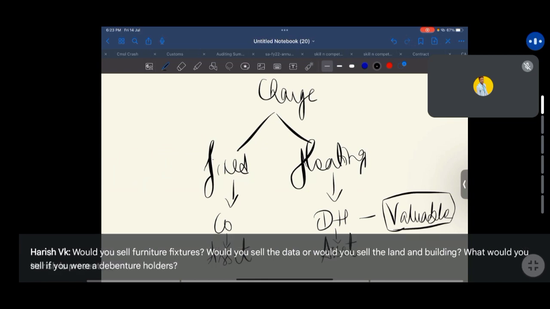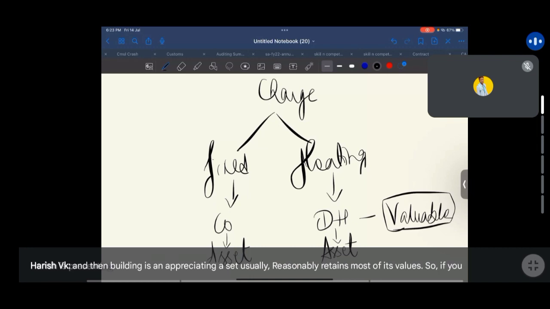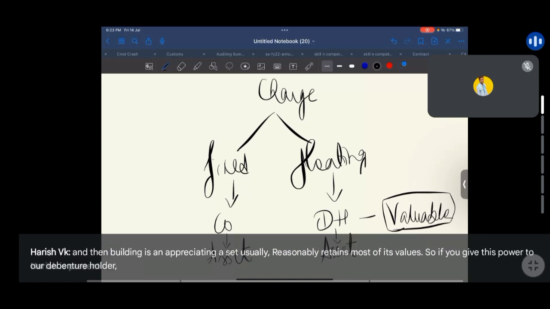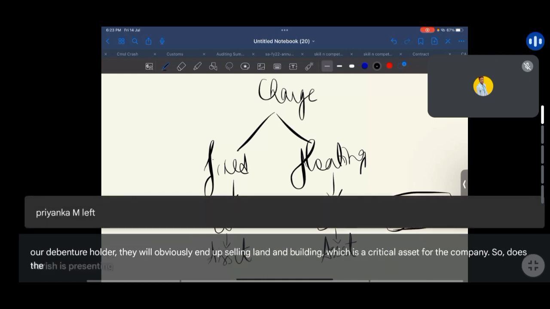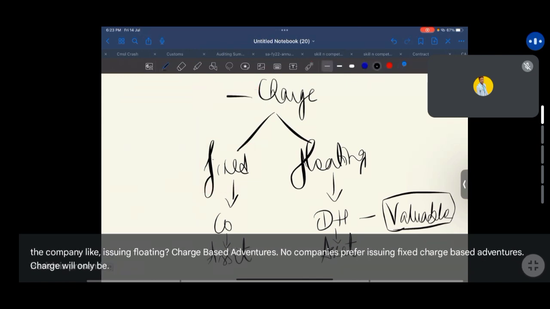Land and building. Land and building is an appreciating asset, usually reasonably retains most of its value. So if you give this power to a debenture holder, they will obviously end up selling land and building, which is a critical asset for the company. So does the company like issuing floating charge-based debentures? No. Companies prefer issuing fixed charge-based debentures. Charge will only be given to you as a right if you are buying a secured debenture.